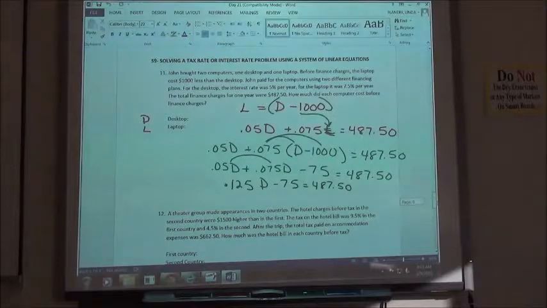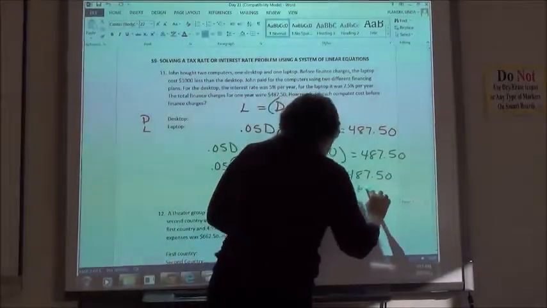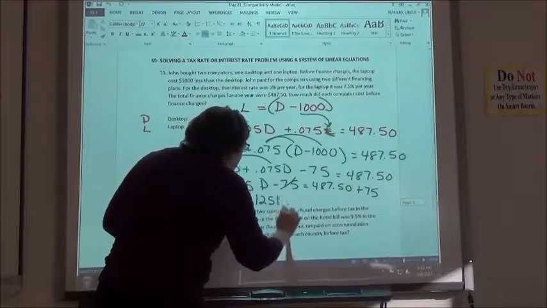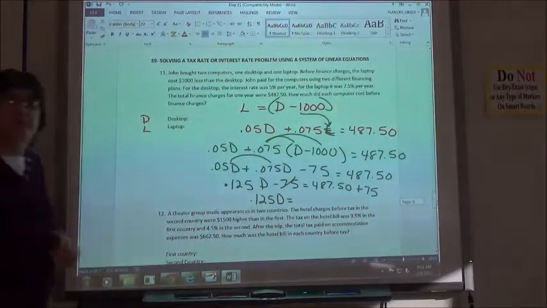In order to solve that, I've got to move my 75 to the other side, so I'm going to add my 75. 0.125D is going to equal, and what's 487.50 plus 75?